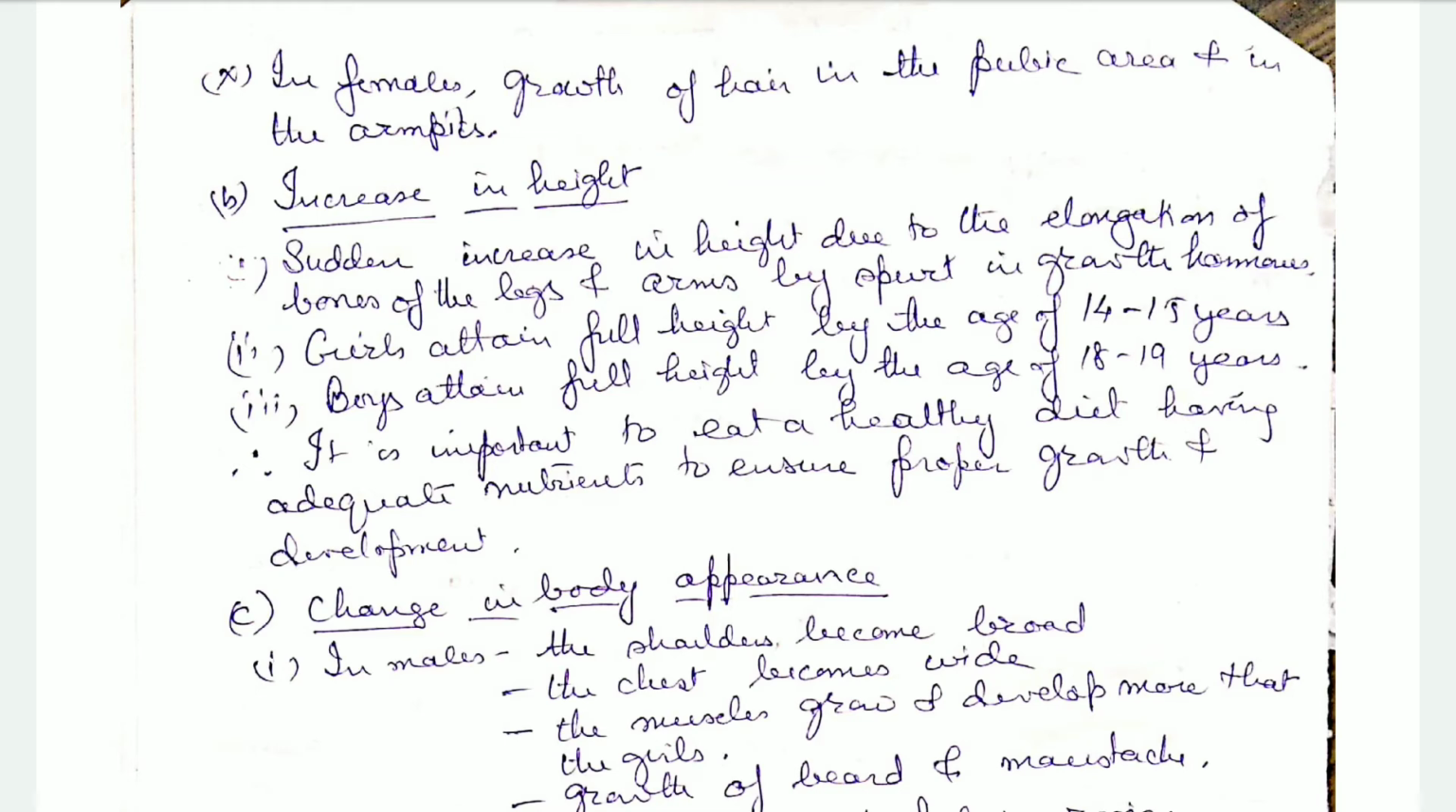Then the girls attain the full height by the age of 14 to 15 years, and boys attain full height by the age of 18 to 19 years. And therefore, it is important during this age to have a healthy diet so that adequate nutrients are available, and due to this there is proper growth and development.